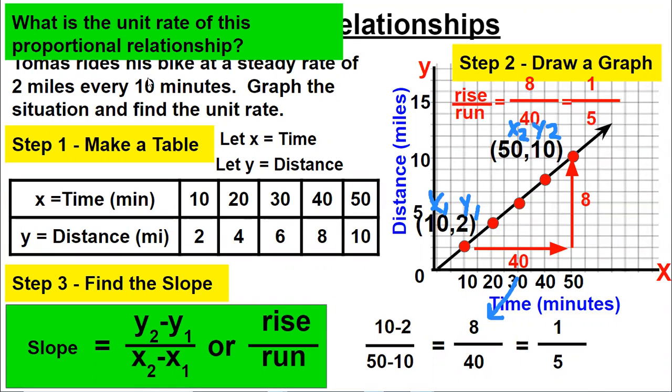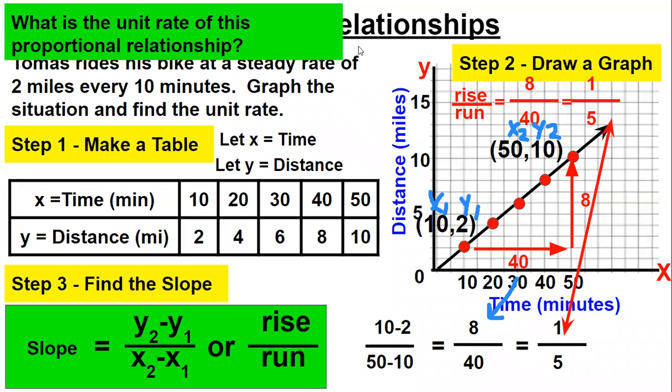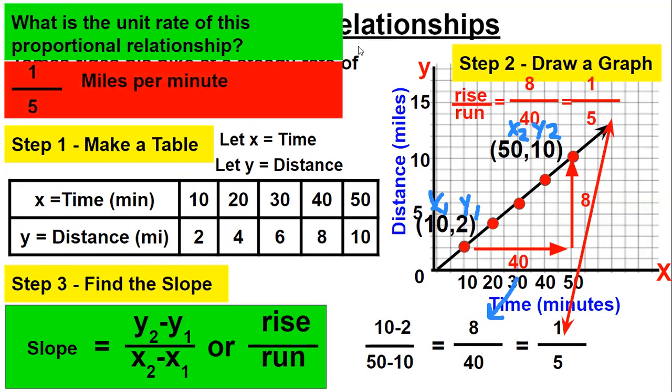What is the unit rate of this proportional relationship? That's where x equals 1. Can we tell? Well, that's going to be pretty hard because 1 is way over here kind of, but we don't even know what that point is. So we have to think about what does unit rate mean? That's the same as the slope. So we already know it's 1/5. So 1/5 miles per minute. That is our unit rate.